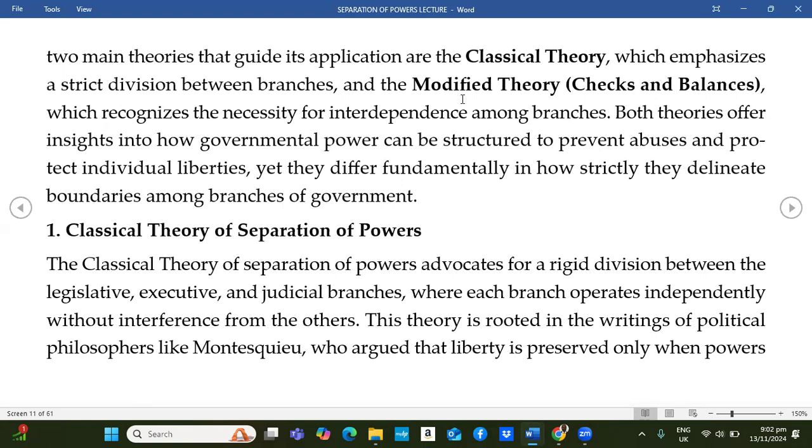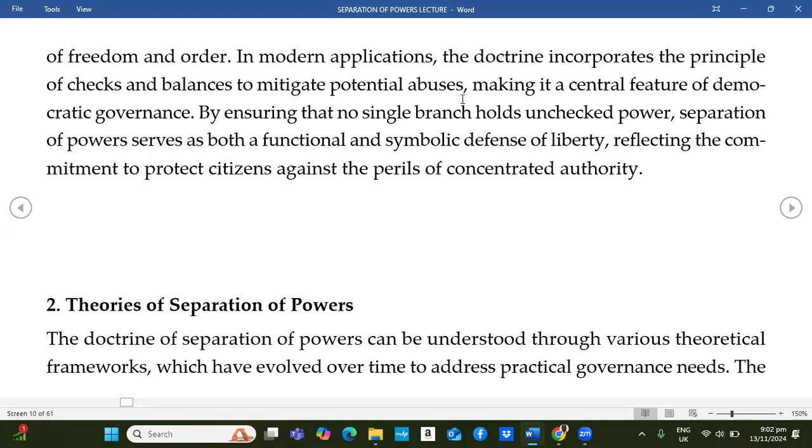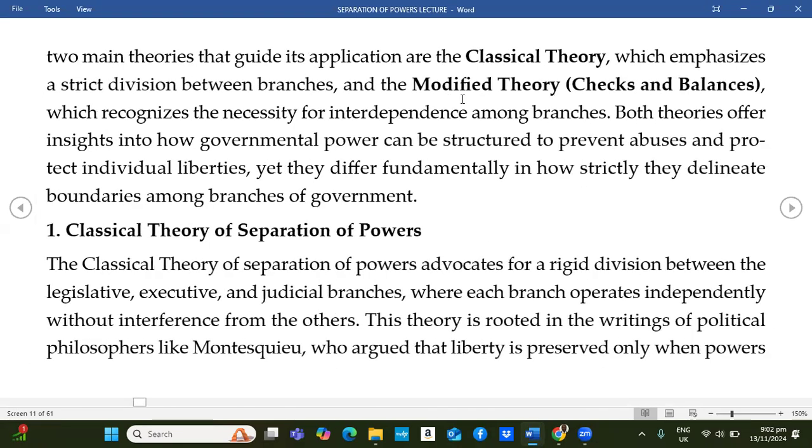Theoretically, we can say that two main theories have evolved over the years to guide our understanding of what we call separation of powers. We can talk about the classical theory. The classical theory is a very original understanding of separation of powers, at least going by the thinking of John Locke and Montesquieu, as you have seen. And the classical theory looks at the strict division between the branches.